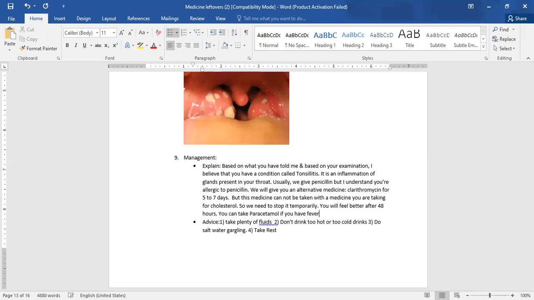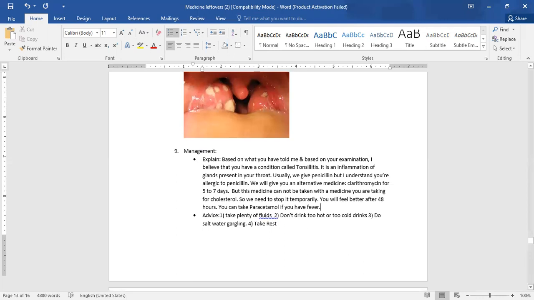And then give advice to the patient. Please drink plenty of fluids. Don't drink too hot or too cold drinks. Do salt water gargling, and please take rest.